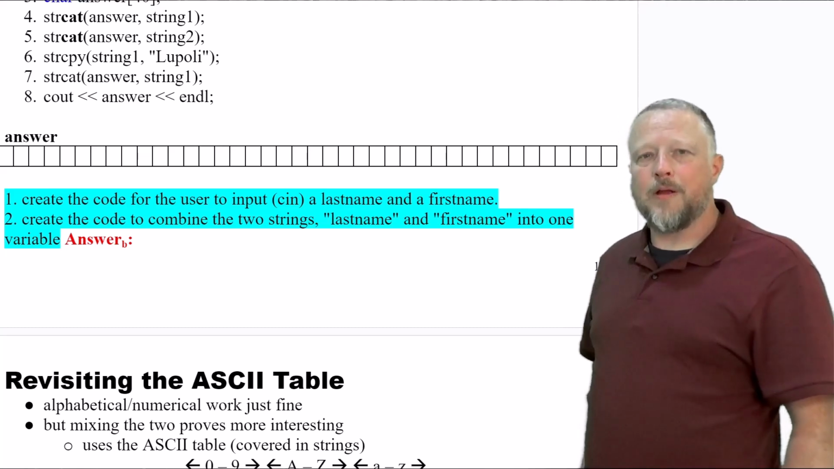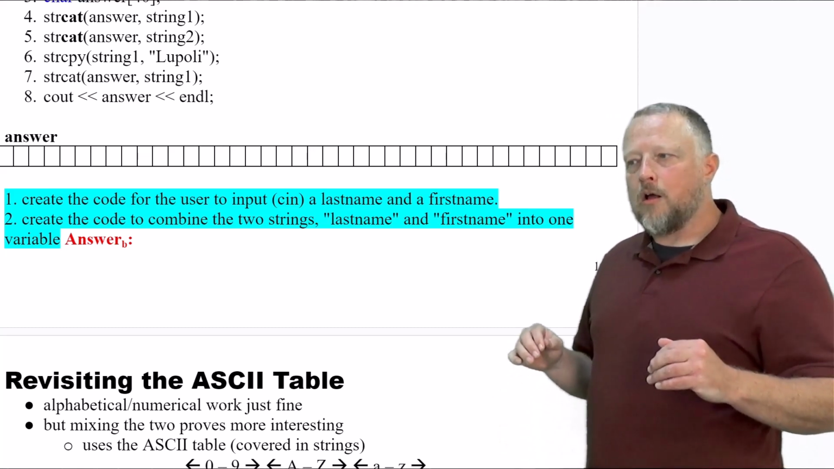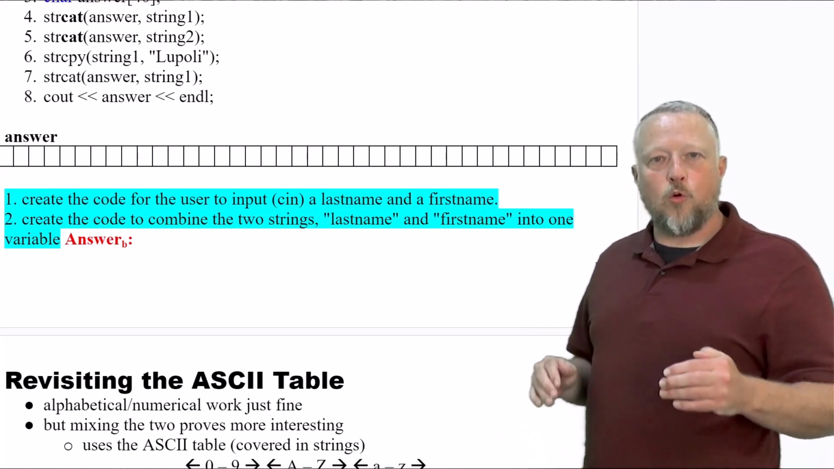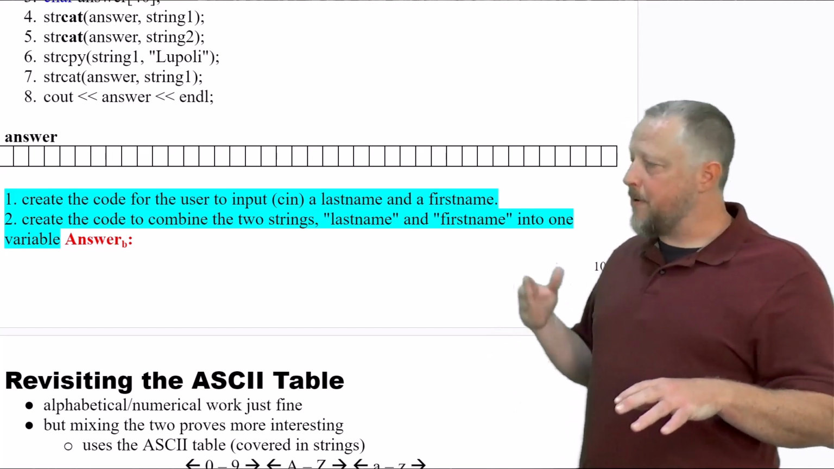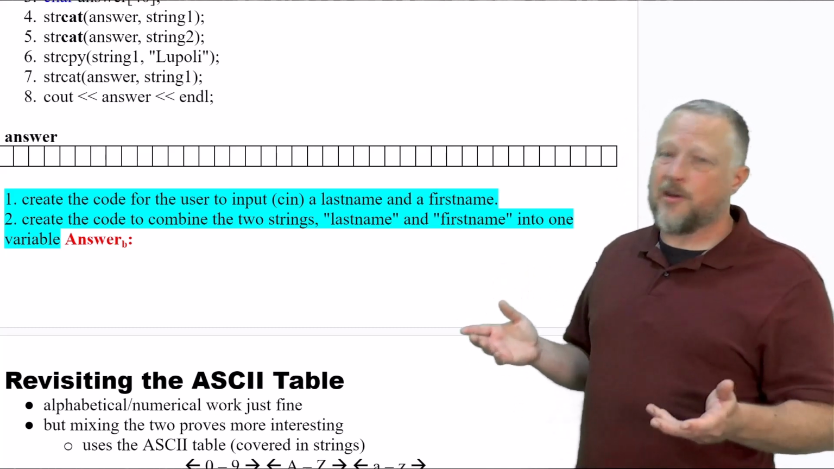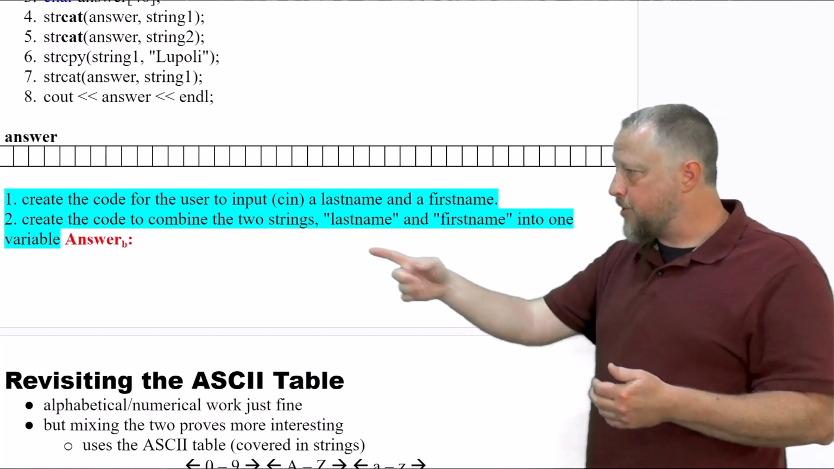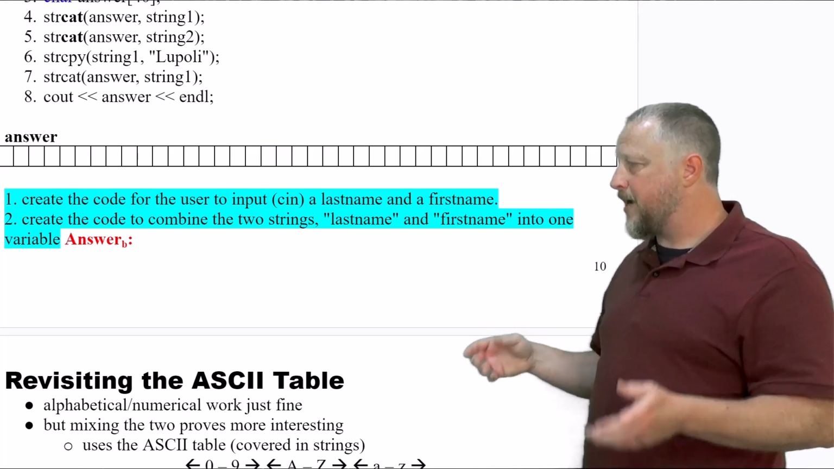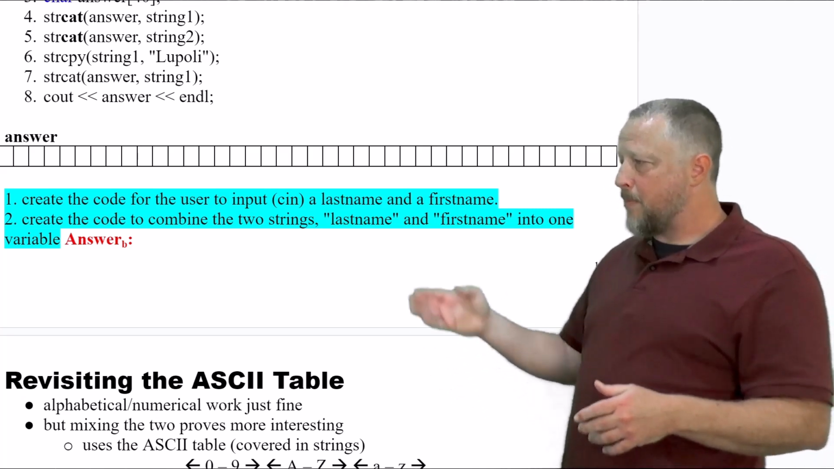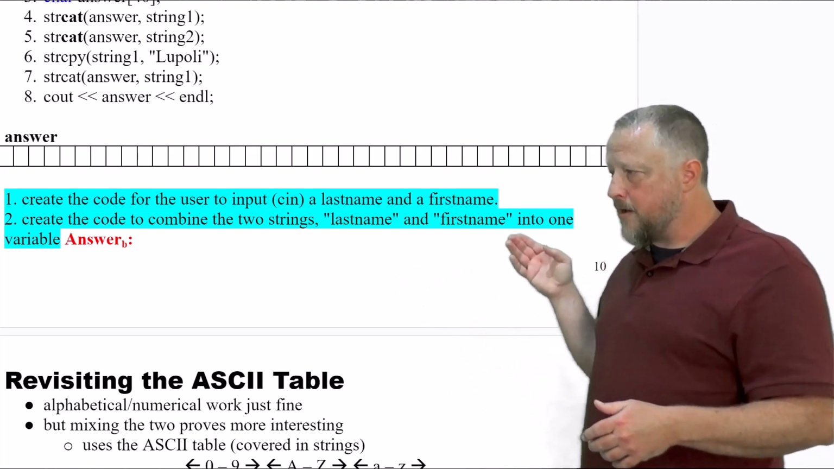Yeah, maybe a little bit, okay? There isn't anything I haven't covered before either in this set of notes or maybe arrays or something like that. But honestly, with this set of notes, you should be able to do it from here. You're going to use cin, create the code for the user for cin of last name and first name, create the code to combine the two into one variable.